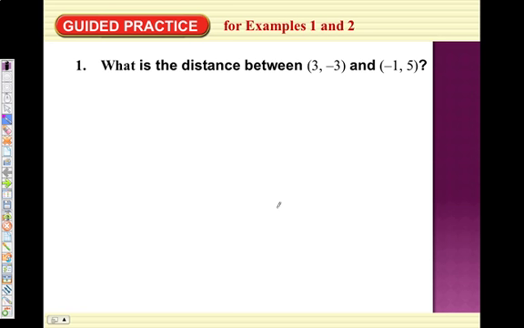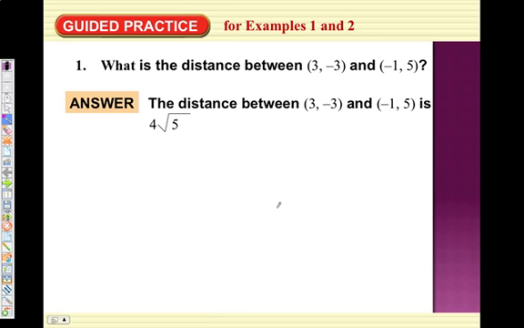Alright. Let's just do a couple practice for you. So what's the distance between those two? Go ahead, pause the video for a moment and take a minute to do that. Answer is 4 roots of 5.